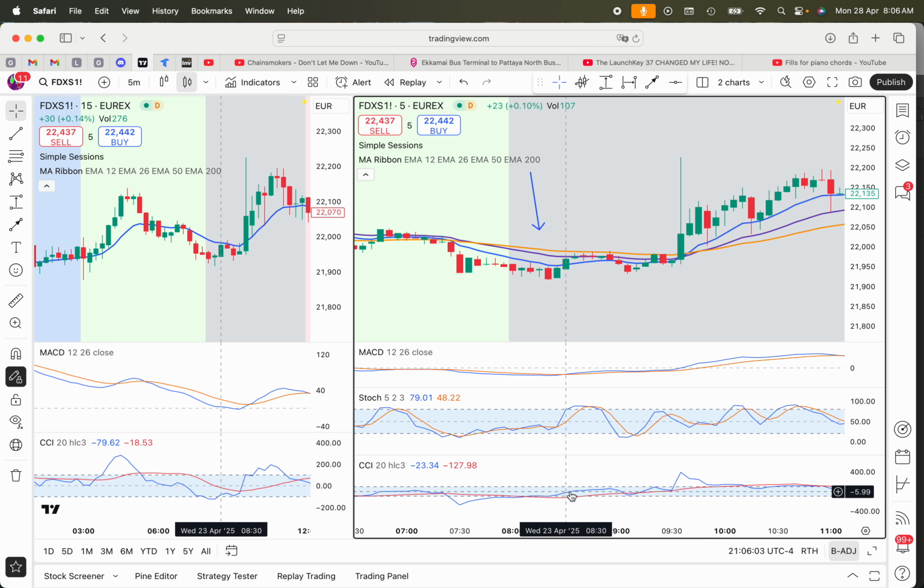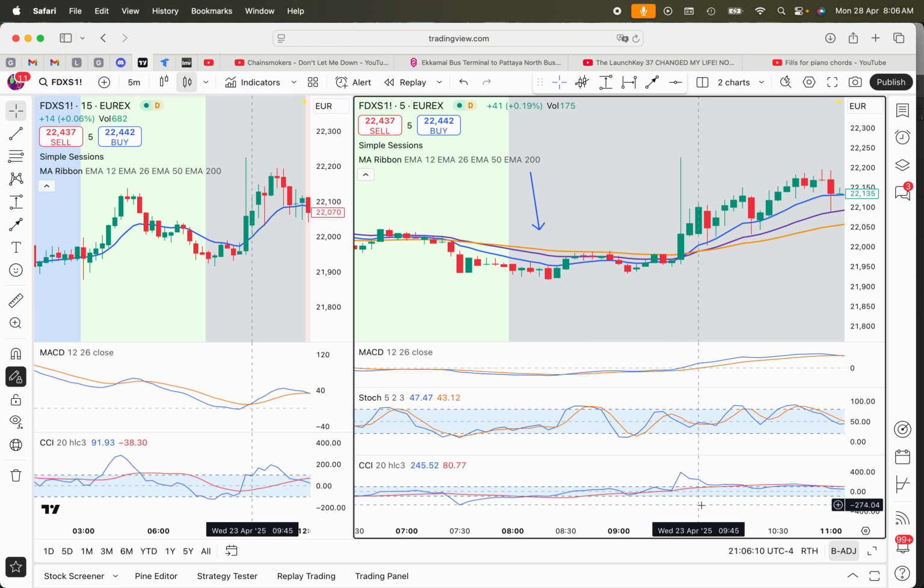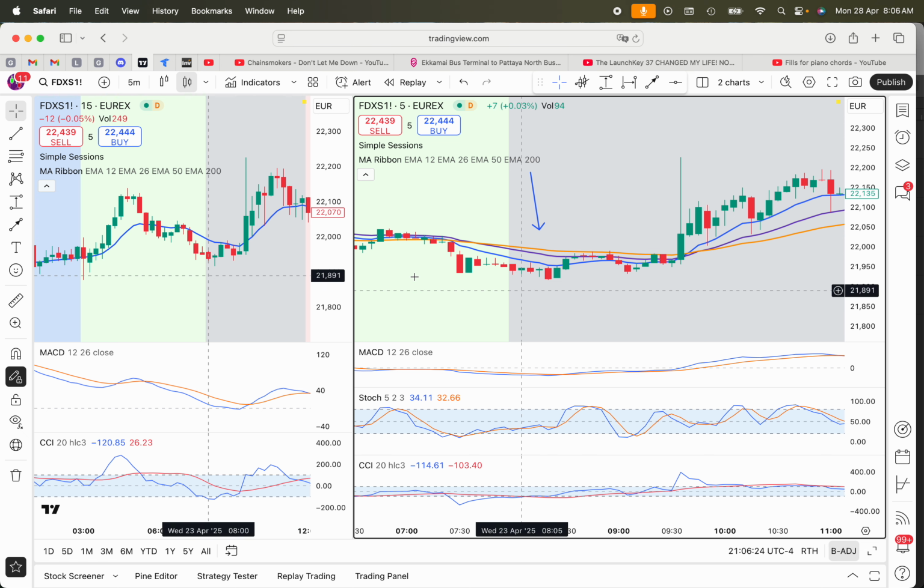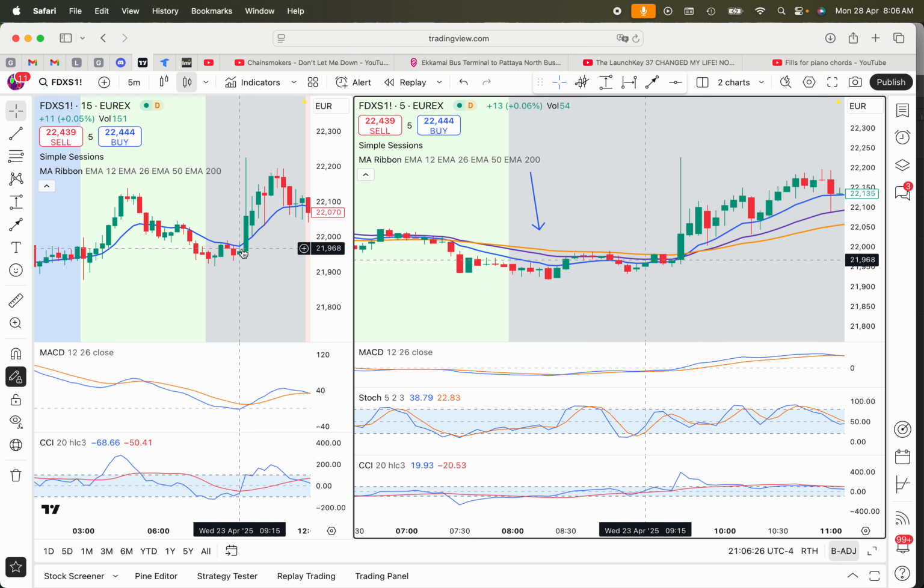Typically, for longs you want to see the CCI blue line above the red, and also above the 0 line. There's a 0 line in here. And the best trades in the CCI are when it goes right above the plus 100 for longs and below minus 100 for shorts.